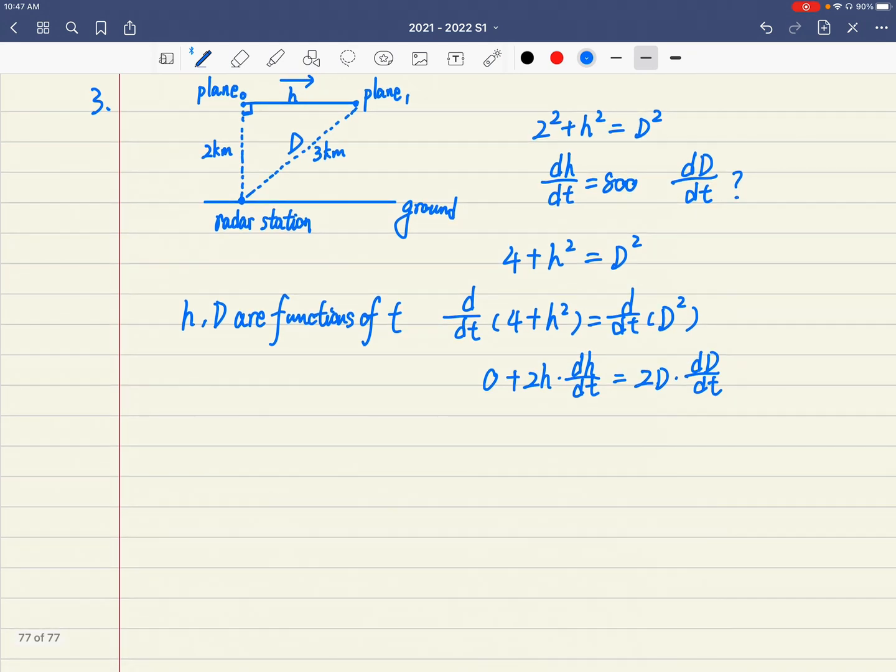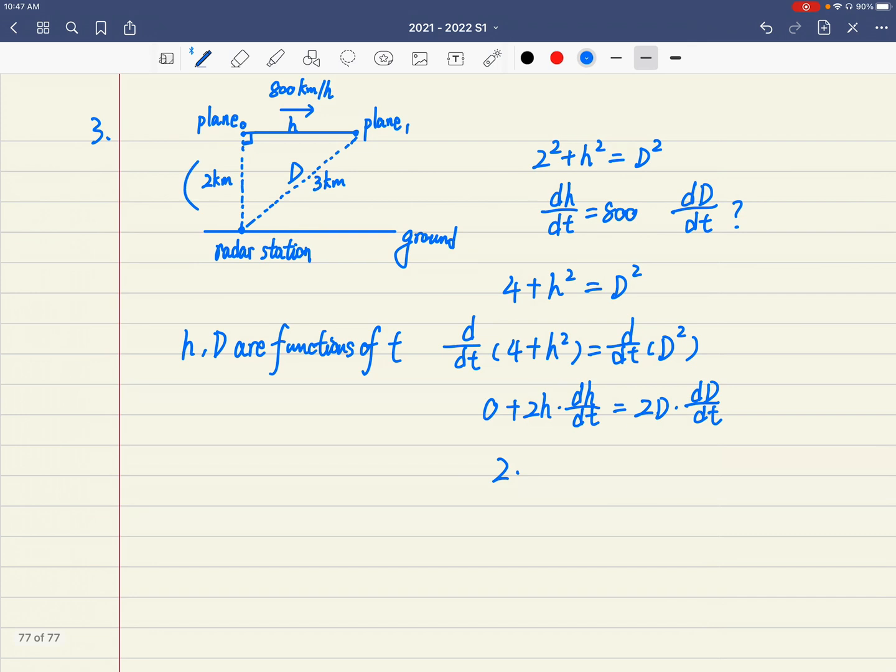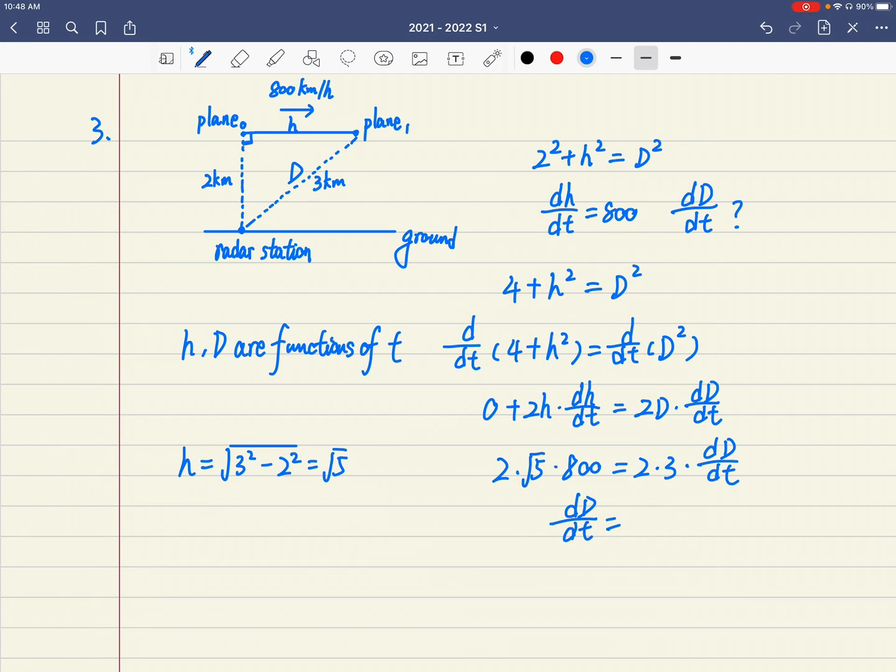And now, what is h? We have 2 here, 3 here, h here, so it's easy to get h, right? h is the square root of 3 squared minus 2 squared. It is the square root of 5. So it's just 2 times square root of 5 times dh over dt, which is 800, is equal to 2 times d, which is now 3, times dd over dt. Then you do the calculation, you can do the calculation by yourself. dd over dt is going to be 800 square root of 5 over 3.